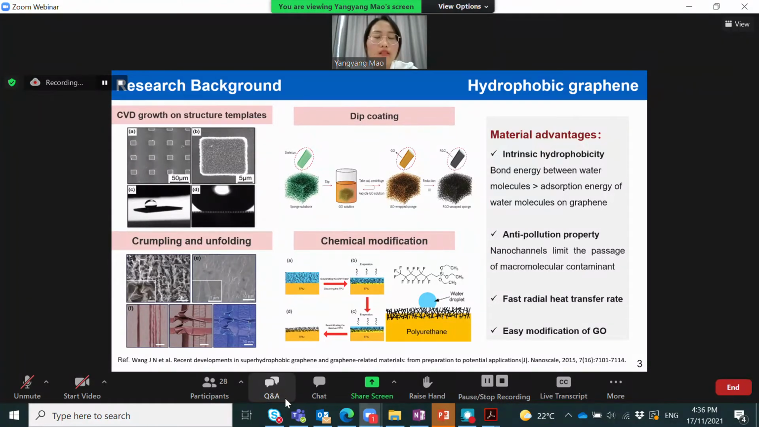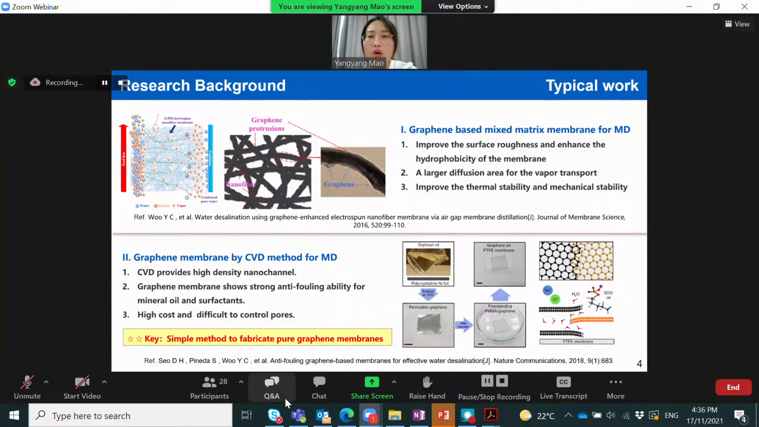People often fabricate graphene-based hydrophobic membranes by these four methods: the CVD method, dip coating, crumpling or unfolding, and chemical grafting. Now, typical works about graphene-based membranes for membrane distillation mainly include these two parts. The first part is to fabricate graphene-based mixed matrix membranes. The graphene is often used to improve the surface roughness and the hydrophobicity of the membrane, provide a larger diffusion area for vapor transport, and also improve the thermal stability or mechanical stability of the membranes.